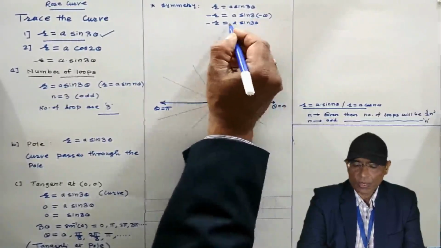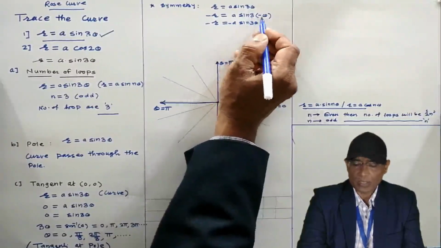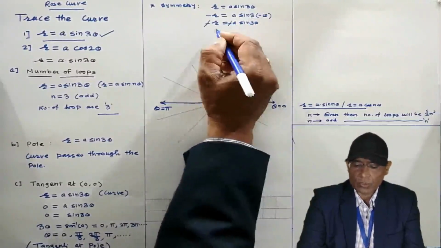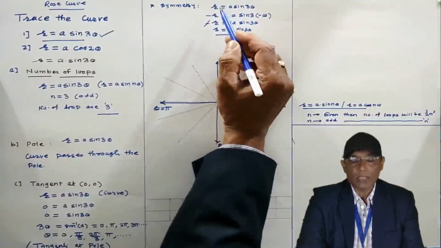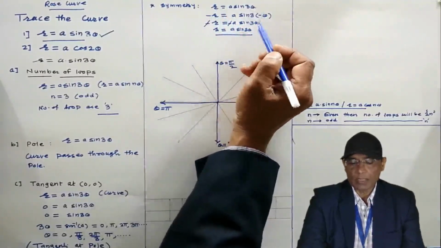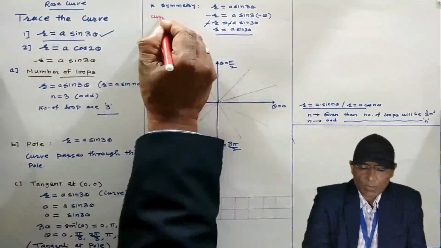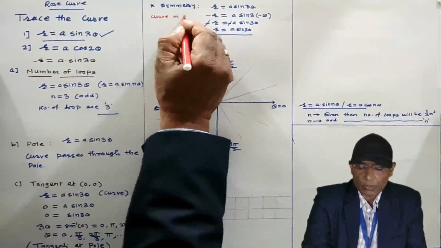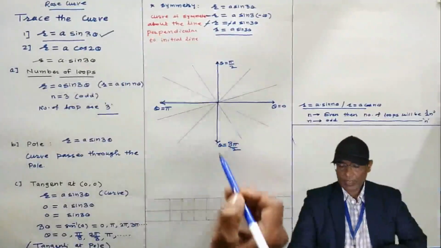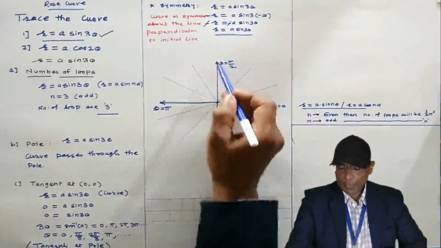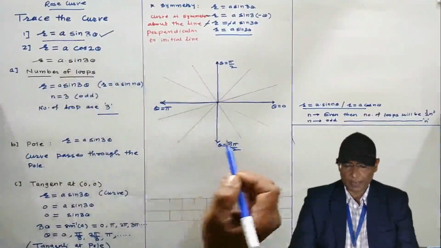This sin function is an odd function. We can write minus of sin 3 theta as sin of minus 3 theta. Now the minus sign goes away: r equals a sin 3 theta. On replacing r by minus r and theta by minus theta, the equation of the curve remains the same. Therefore, the curve is symmetric about the line perpendicular to the initial line. This vertical line is perpendicular to the initial line, and about this line the curve is symmetric.